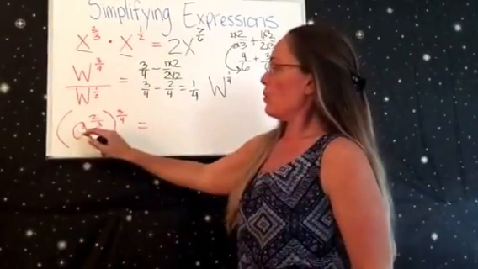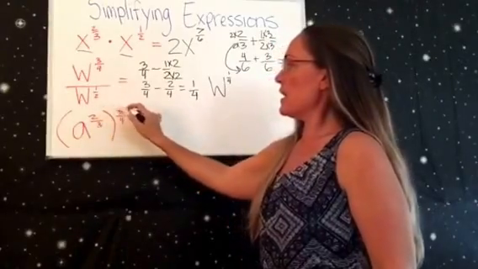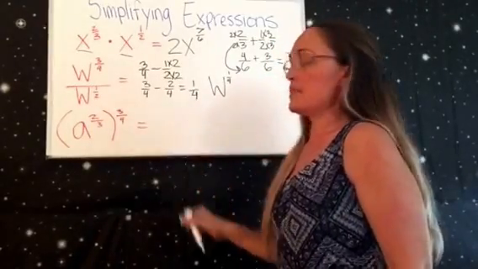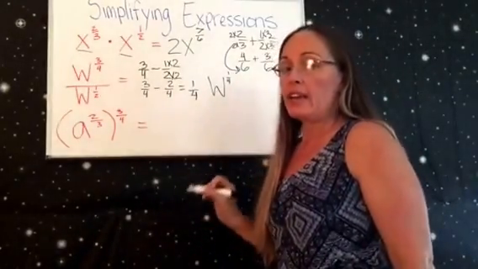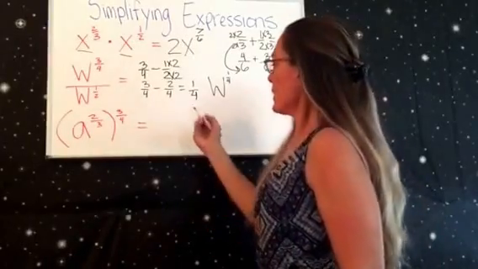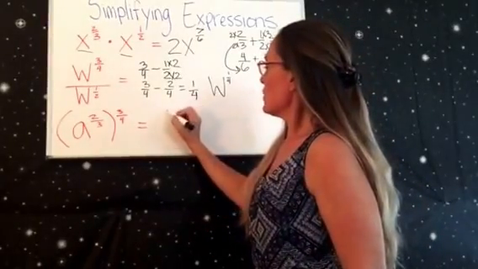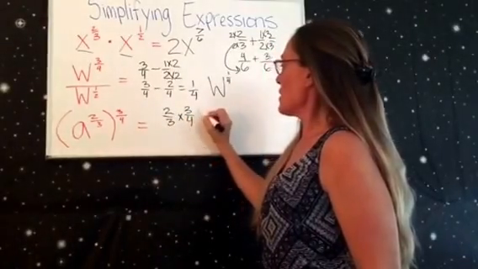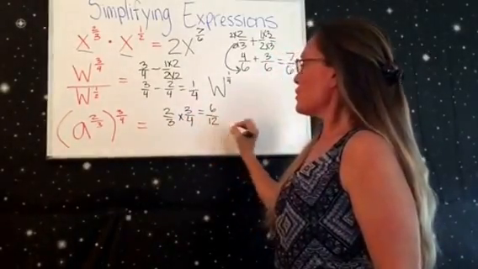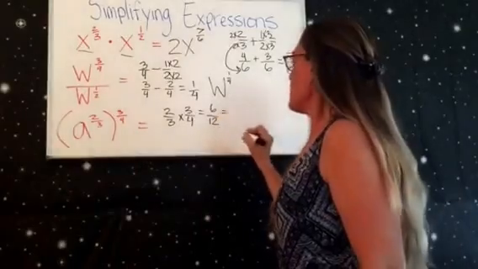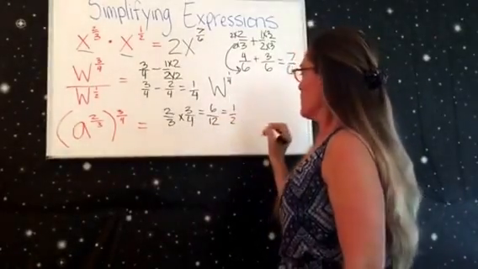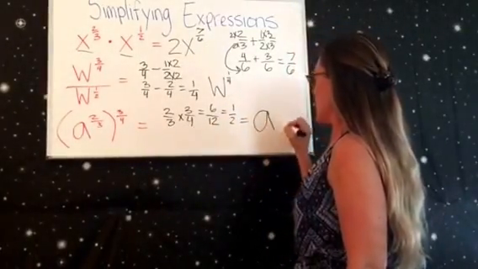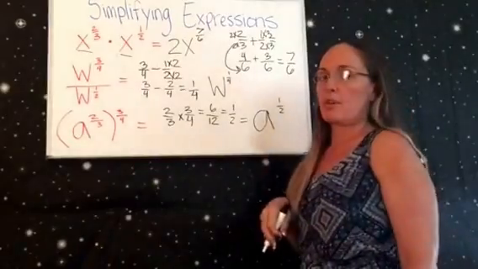Now we have one where we have an exponent on the inside, and then we have a parenthesis, and then an exponent on the outside. And that is when you're able to multiply them. So we just take 2/3 times 3/4, and we get 6/12. And then when we simplify that, we get 1/2. So that just equals a to the 1/2 exponent.